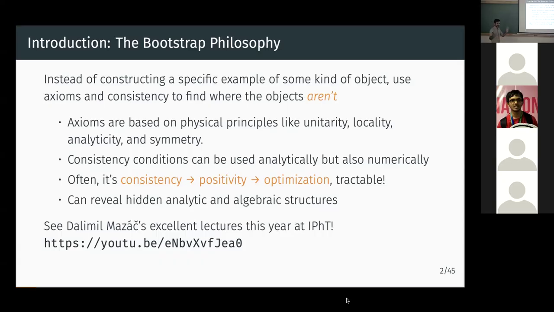This slide is actually just an advertisement for Dalimil Mazáč's very nice lectures on mathematical methods in the bootstrap at IPHT in France. If you go to this YouTube link, you'll be able to see these lectures. He goes through everything from Gaussian integrals to sphere packing, with some CFT thrown in the middle. It's a very nice set of lectures.